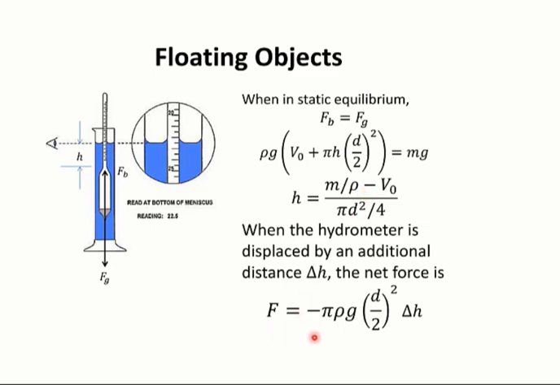Now, this equation might look a little complicated to you, but if you see closely, all these things here are constants, right? So you have this force which is equal to minus some constant times that extra displacement. Do you remember this thing? Well, this is just like Hooke's law or the restoring force, right? F equals minus some constant times displacement.